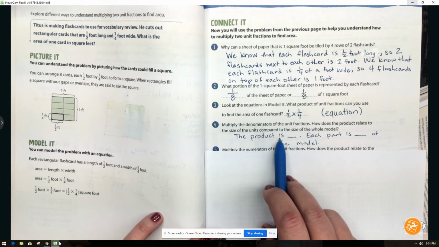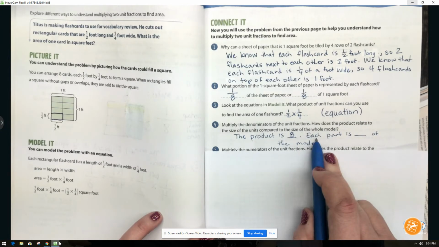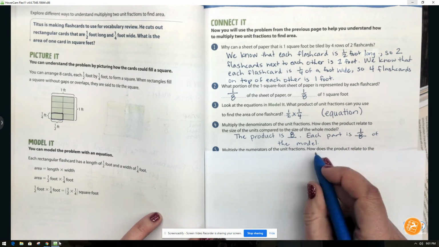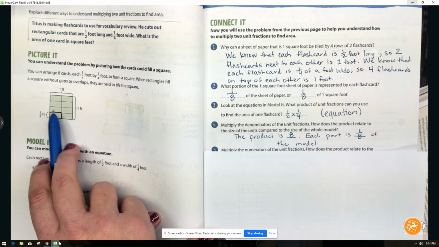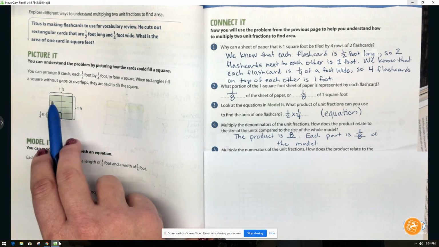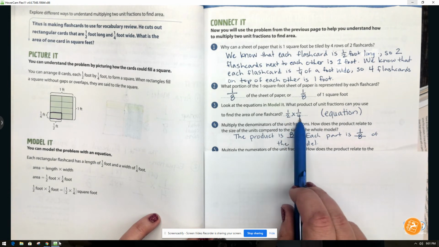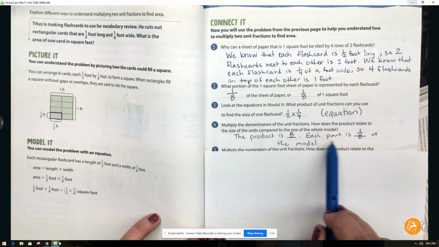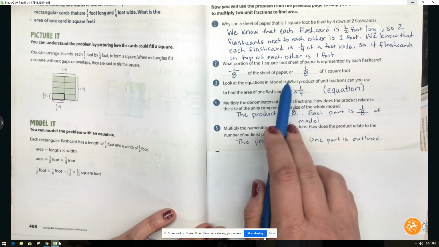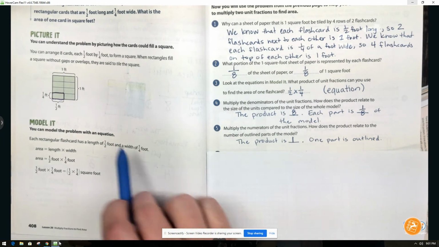So if we multiply the two denominators, the product is 8. Each part is 1/8 of the model. So we know that 1/8 plus 1/8 plus 1/8 plus 1/8 plus 1/8 plus 1/8 plus 1/8 plus 1/8 equals 8/8 or 1 whole. So if we multiply those two denominators, we have a product of 8. Each part is 1/8 of the model. When we multiply the numerators, 1 times 1, the product is 1. And we have one part of the picture outlined.